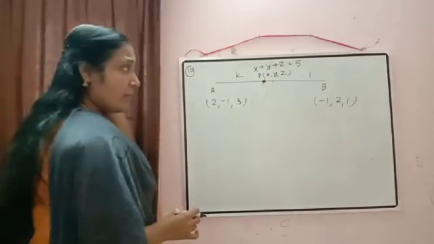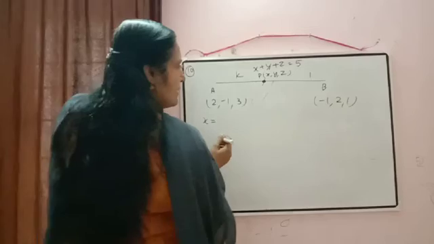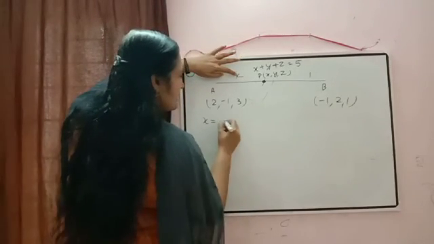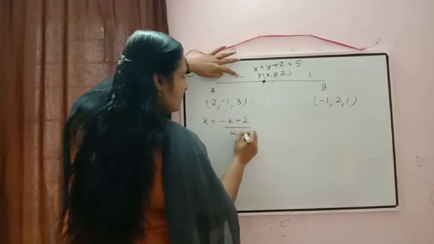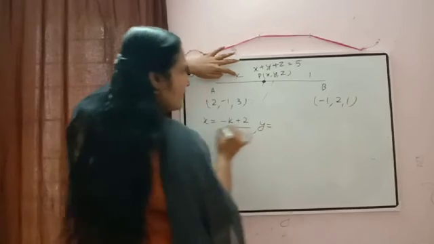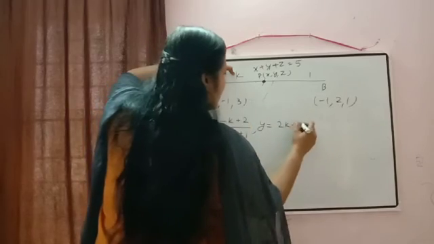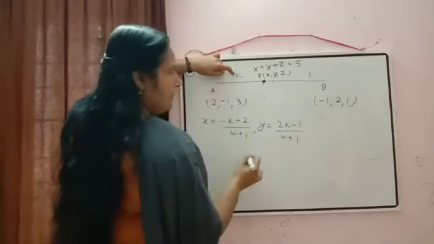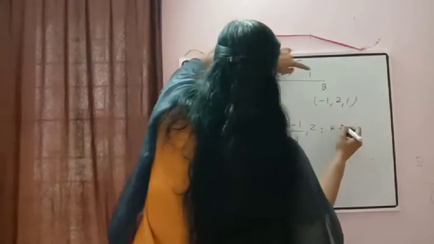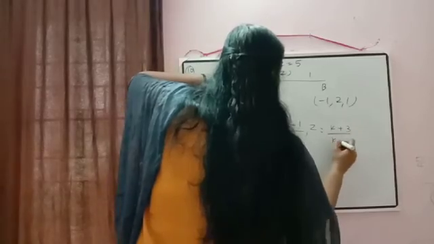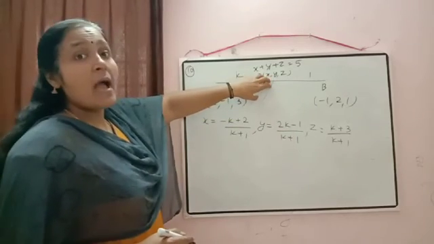So according to the formula, what will be the x coordinate of P? It will be equal to (k into minus 1 plus 1 into 2) by (k plus 1), so minus k plus 2 by k plus 1. Then the y coordinate will be (k into 2 plus 1 into minus 1) by (k plus 1), that is 2k minus 1 by k plus 1. And the z coordinate will be (k into 1 plus 1 into 3) by (k plus 1), that is k plus 3 by k plus 1. So this is the x, y and z coordinate of P.